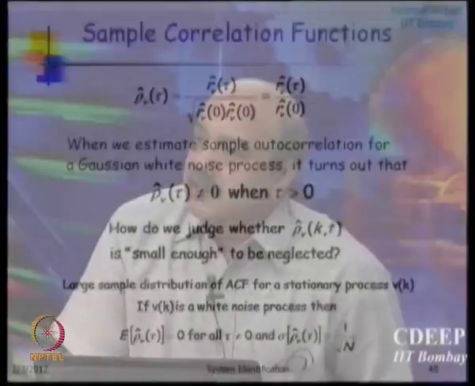Now the question that we asked was, is this correlation small enough to be neglected? Because even for a white noise process, when you take a specific realization and compute autocorrelation, you will never get exactly 0. So you have to take a call on what is close to 0, and for that we found out the confidence interval.